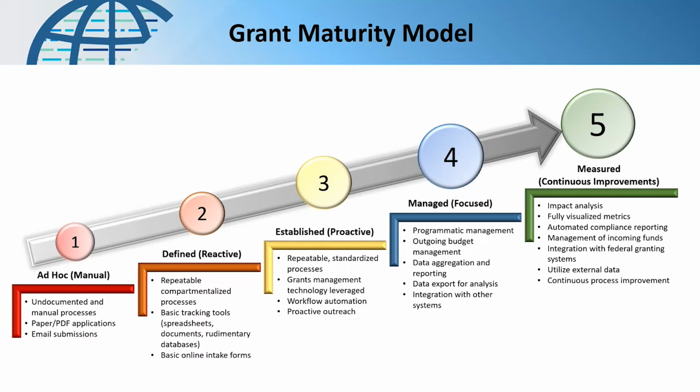And then finally, at the 5th level, organizations are setting goals across the organization, measuring the impacts of their grant dollars and integrating with federal granting systems such as grants.gov. At this stage, they're continuously monitoring impacts, improving processes, and reassessing.